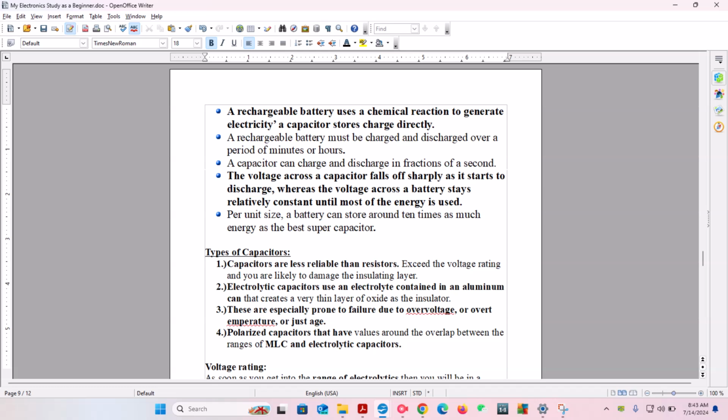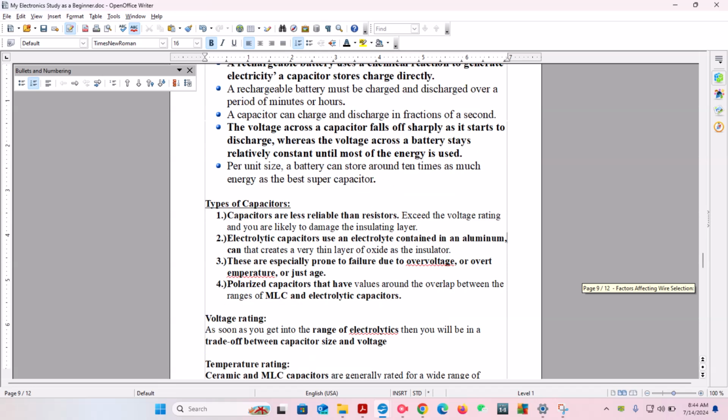Number two, electrolytic capacitors are contained in an aluminum can. The can creates a very thin layer of oxide as the insulator, to protect the capacitor. These are especially prone to failure due to overvoltage, over temperature, or just age. So there are different reasons for it.